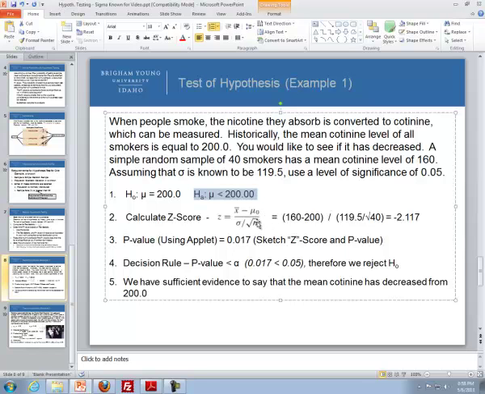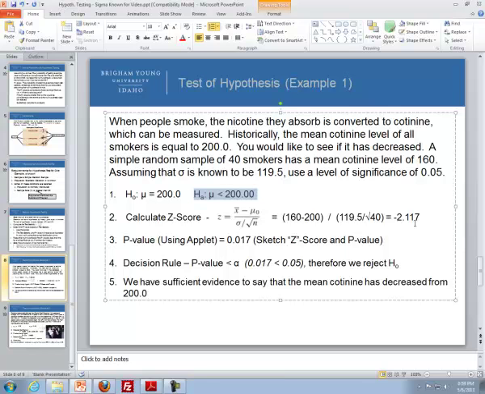Step number two is we calculate a z-score. We take this formula here: x bar minus the null, which represents the null hypothesis, divided by the standard deviation over the square root of n. So we take the sample mean, 160, minus the null hypothesis, 200, divided by our population standard deviation, 119.5, divided by the square root of 40. We solve for all this, and we get negative 2.117.